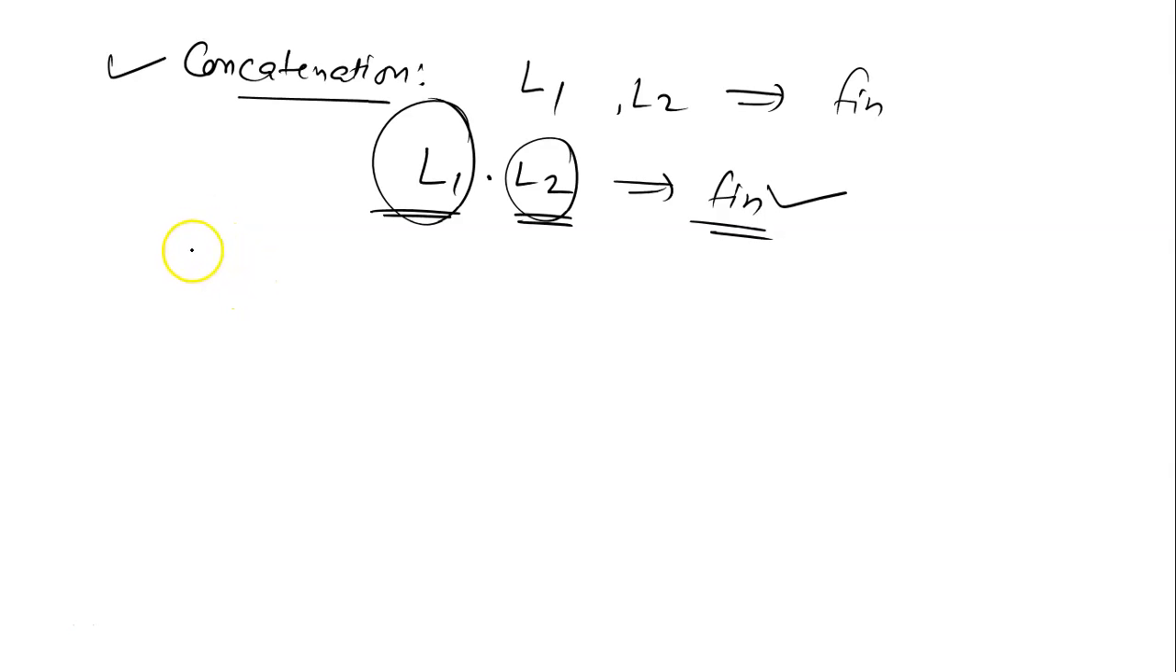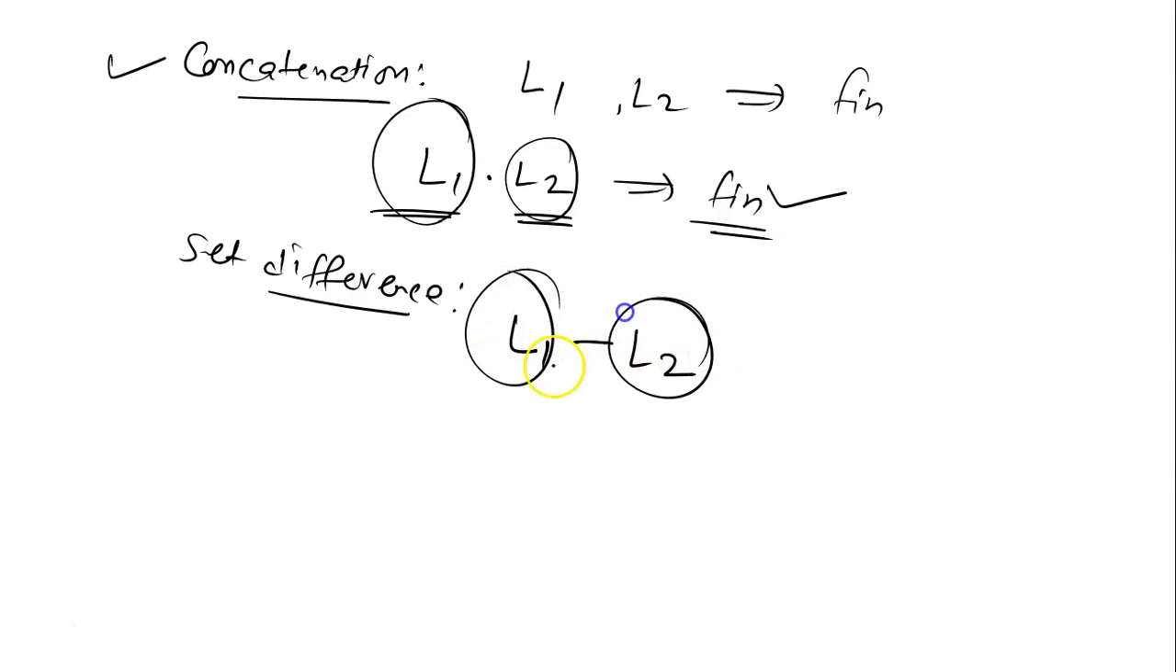Now let's see some other operations. For example, you can see set difference. You can very easily see the set difference. If you have a finite language minus another finite language, this is a finite language, this is a finite language. Now finite minus finite, that is also finite.